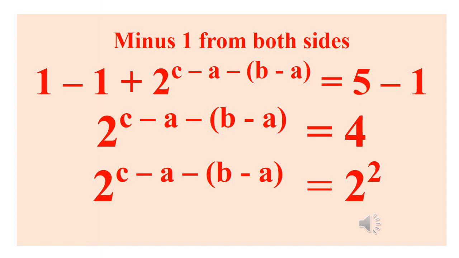So if we equate it to 5, the next thing we do is to minus 1 from both sides to eliminate the 1 at the left side. So if you minus 1 from both sides, you have 1 minus 1, that's 0. We have 2 raised to power c minus a minus open bracket b minus a close bracket equals 5 minus 1, that's 4. So if we simplify 4 to be 2 raised to power 2, then we have 2 raised to power c minus a minus open bracket b minus a close bracket equals 2 raised to power 2.